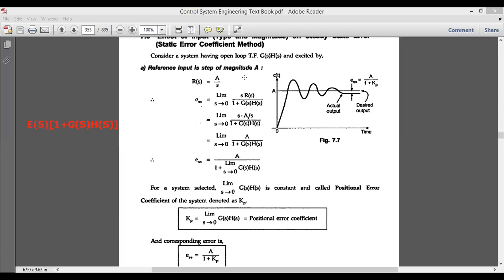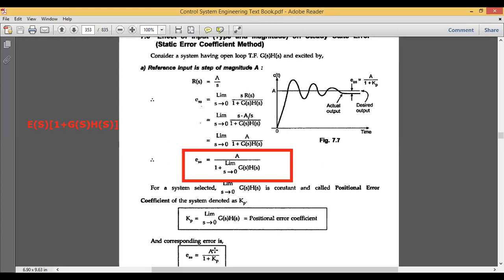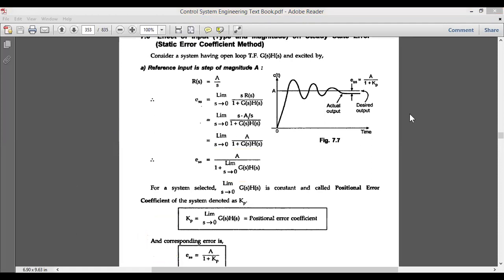So this particular equation of E of s can now be replaced by this equation. You can see, ESS is equal to A divided by 1 plus Kp, where Kp is equal to limit s tends to 0, G of s into H of s. Okay, so this is one example. We have applied the steady state error for a unit step signal. Similarly, you can do it for the other signals.